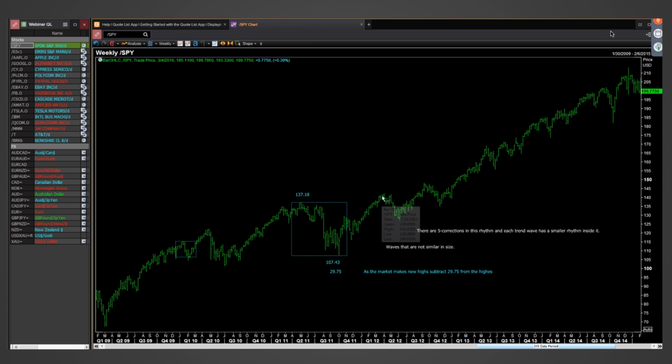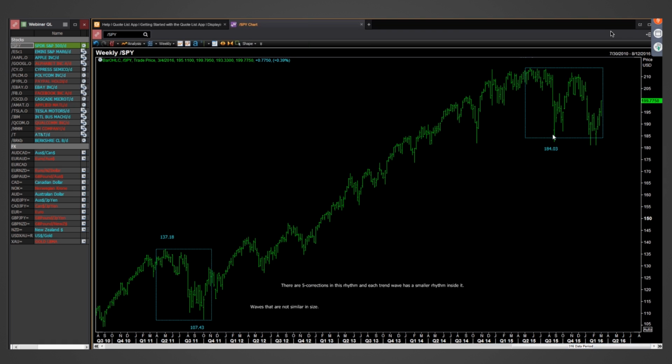As the market makes new highs, you would subtract 29.75 from the highest high, and you would end up with 184.03 as the support price. As I said earlier, the market dropped down to 182 and then rallied. So as the market is developing, now we are back into the trend wave. Here's another correction. Now these are weekly charts, so these corrections are fairly big.